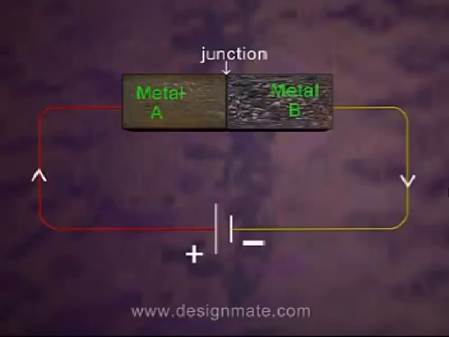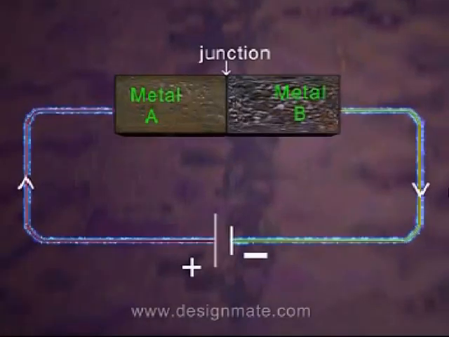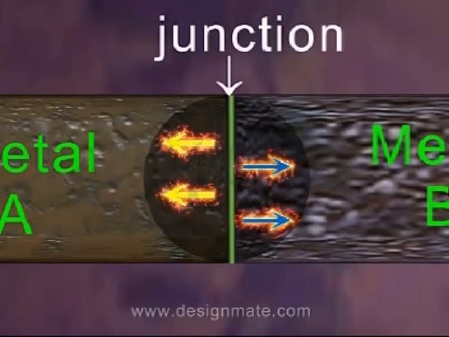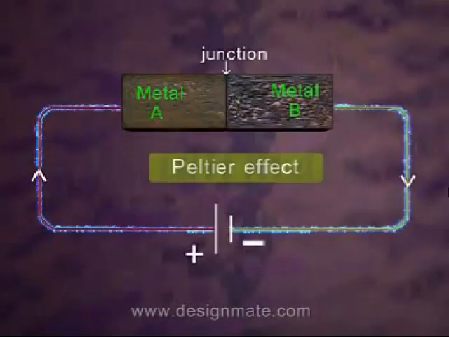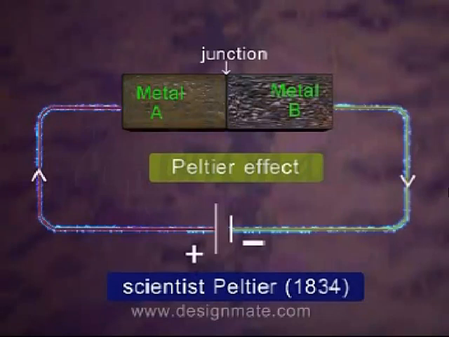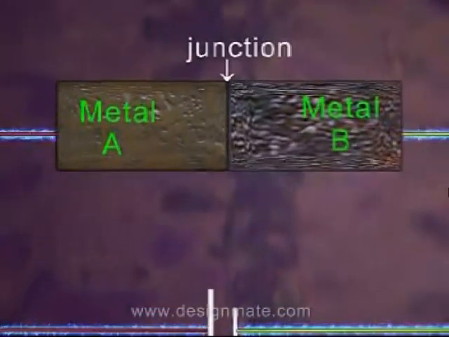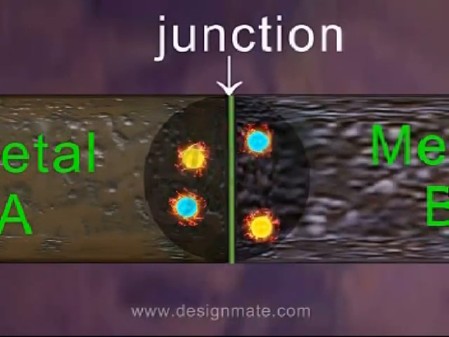When electric current is passed through a junction of two dissimilar metals, there is an exchange of heat between the junction and the environment. This effect is known as the Peltier effect. A scientist named Peltier discovered it in 1834. It has been established experimentally that the quantity of heat exchanged near the junction is proportional to the amount of electric charge crossing the junction.